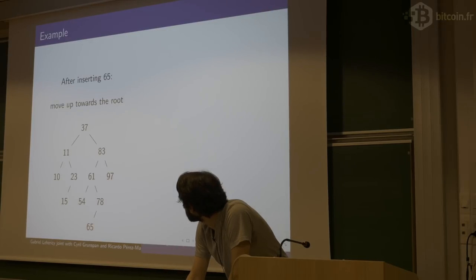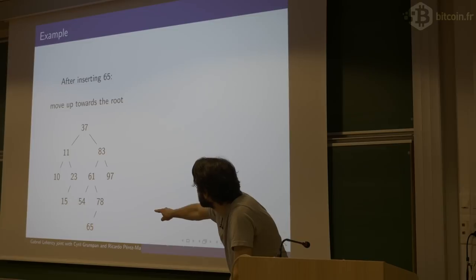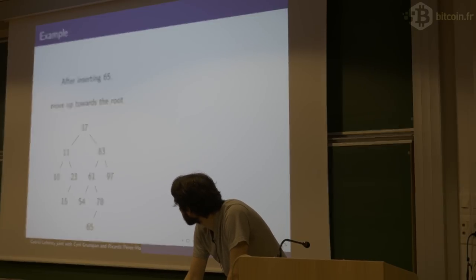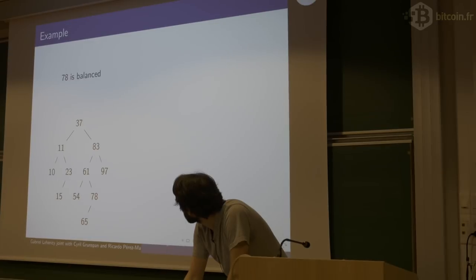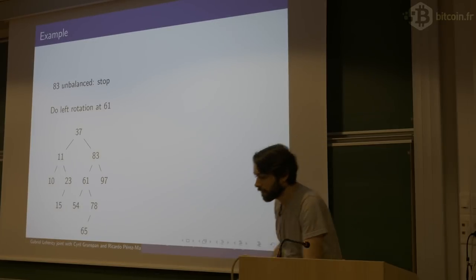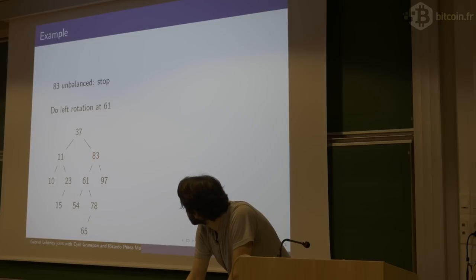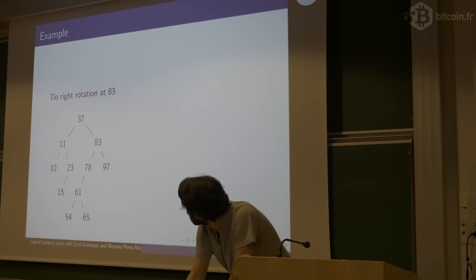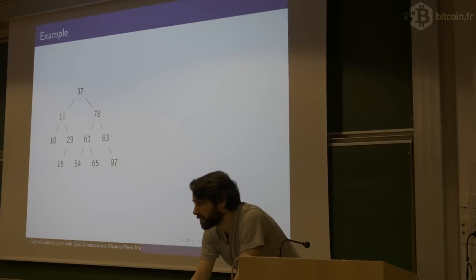So for example, if I take again the example from earlier, here we just inserted 65, but it wasn't balanced. So you move up. 78 is still balanced. 61 is still balanced. Now 83. 83 is the first node which is unbalanced. So now you've reached the first unbalanced node, and you do a rotation at 61, and then a second one at 83. And you end up with this tree, and this one is balanced. Okay, so this is how AVL trees work.